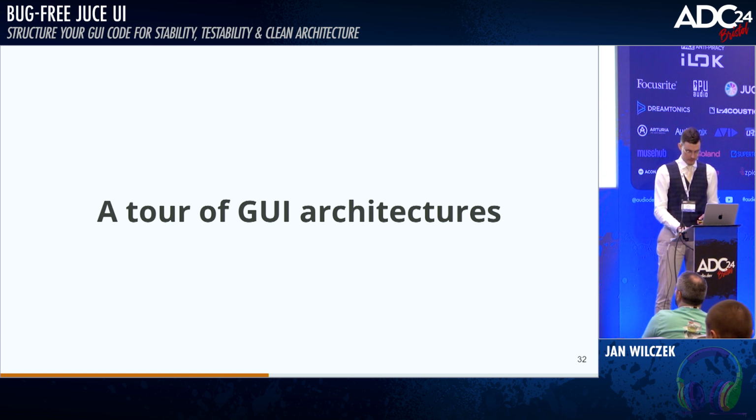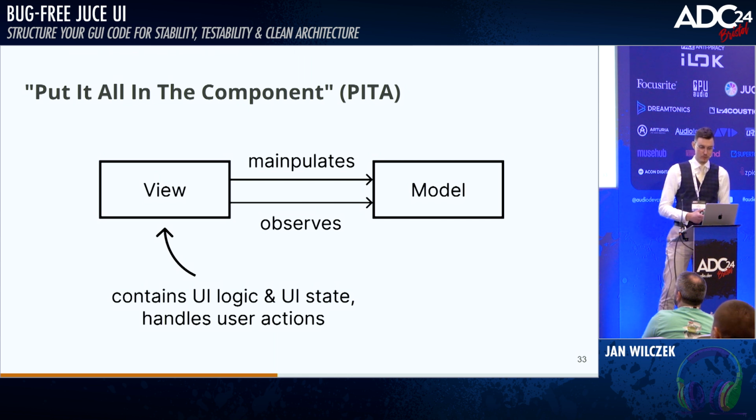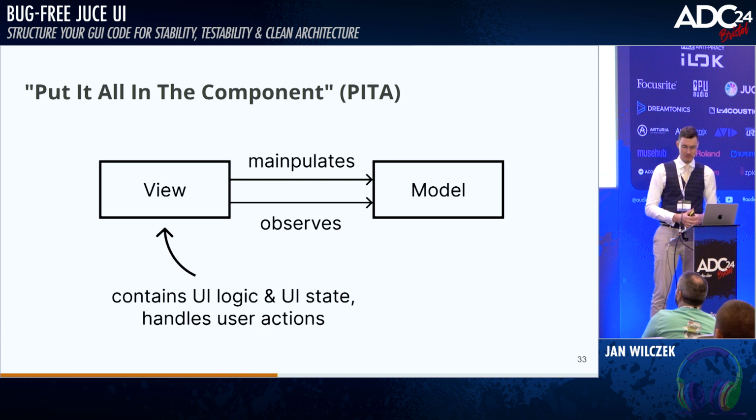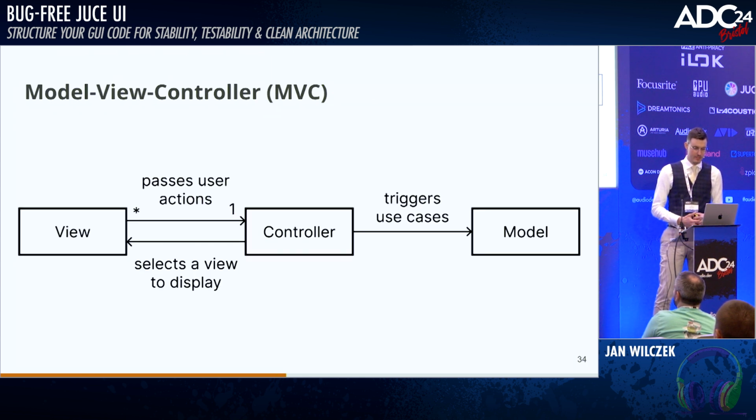Let's start with an architecture that I like to call Put It All In The Component, which we clearly saw. It abbreviates to PITA. I think it's a nice description. In short, the view is tied very closely to the model. It manipulates it, it observes it, and contains everything that's not in the model. More classically, there is the Model-View-Controller, MVC, model, in which there's a controller that triggers use cases on the model, and the view passes user actions to the controller, and the controller, it's typically said, selects a view to display.